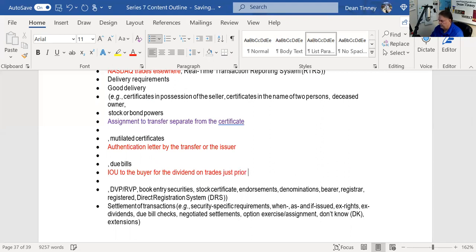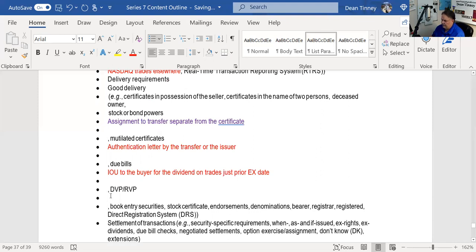There's no way to mess this up: after the X date, or X date, or after X date, or future, right? IOU to the buyer for the dividend on trades just prior to the X date. Remember, X is Latin for without. We talked about RVP and DVP, delivery versus payment or receipt versus payment. I think we've talked about this elsewhere.